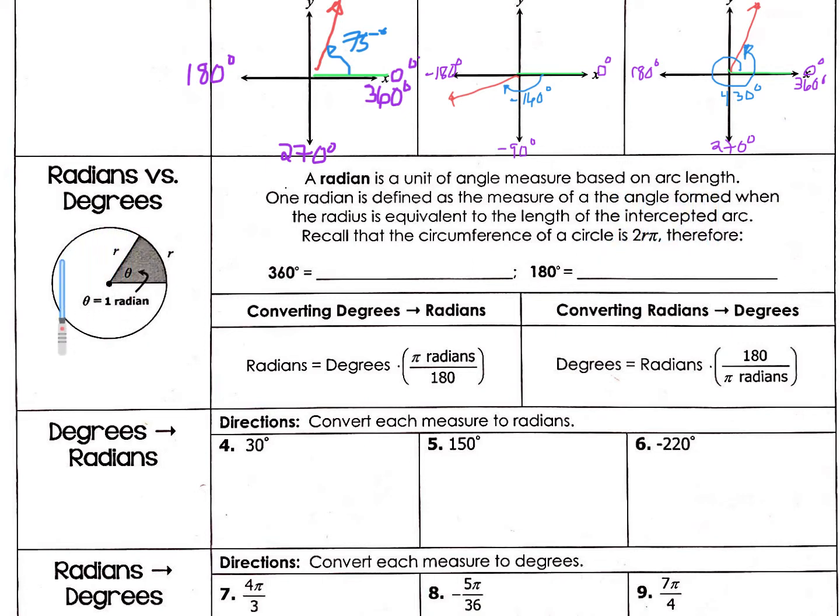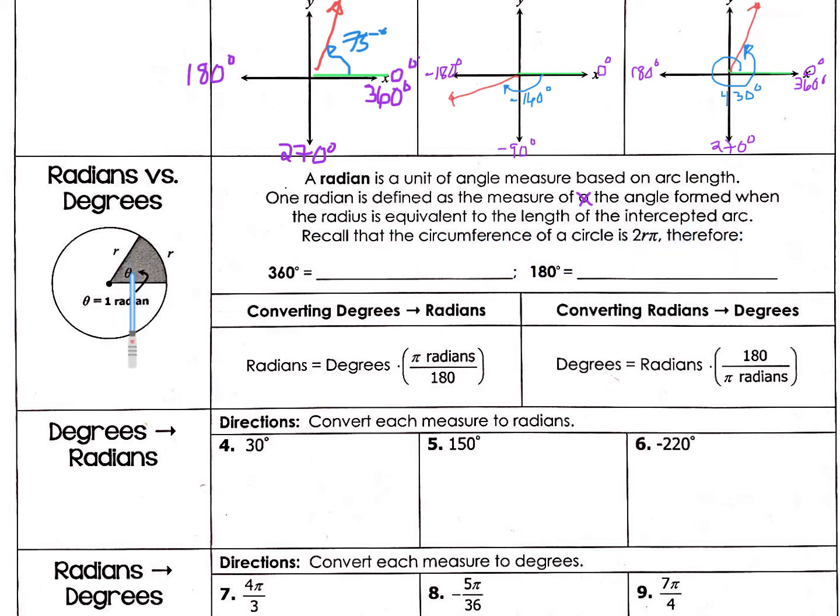So remember, arc length is like from here to here, and it's how much of the circumference the circle is. So the length of that circle is the circumference, and arc length is how much of that is. 1 radian is defined as the measure of the angle formed when the radius is equivalent to the length of the intercepted arc.